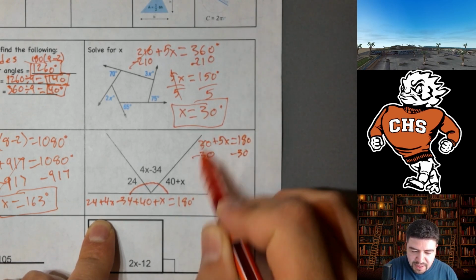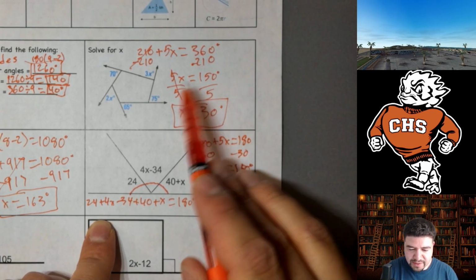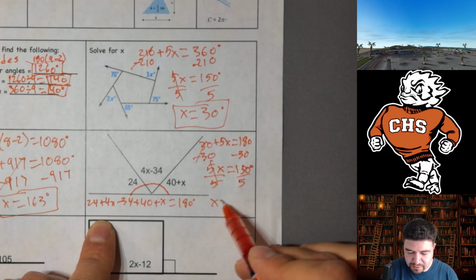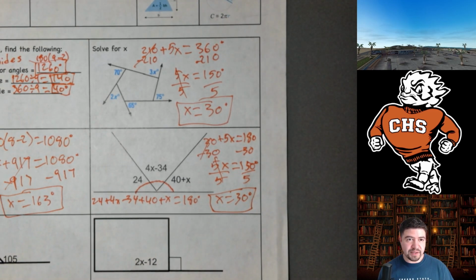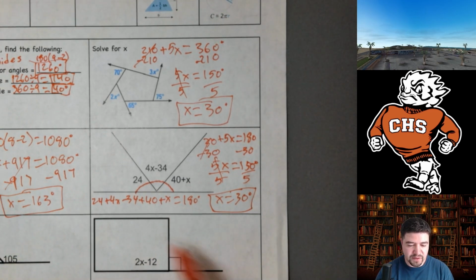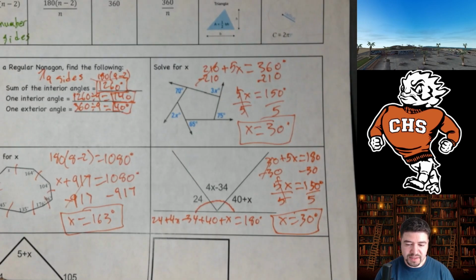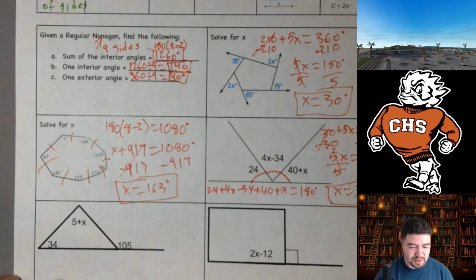Subtracting 30 from both sides gives me 5x equal to 150. And I did that in the last problem up here, so I know what that's going to be without using my calculator. X is 30 degrees again. So there, we've done that problem. Not too bad. As long as you can see the supplementary angle relationship, you're good to go. And you can solve this problem. No problem. Anyway, so let's move on to this one right here.